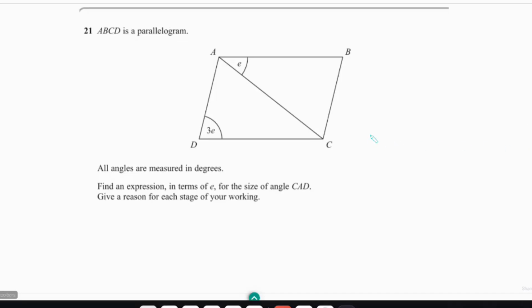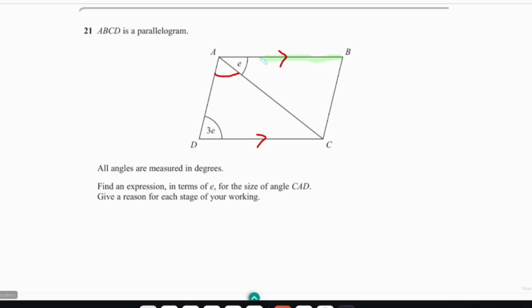ABCD is a parallelogram. All angles measured in degrees. Find an expression in terms of E for the size of the angle CAD. CAD is this angle here. Give a reason for each stage of your answer. So it is a parallelogram. It's a very difficult question, this.